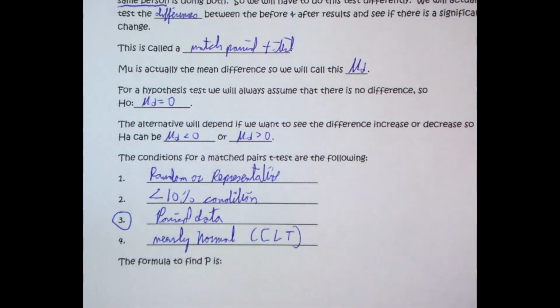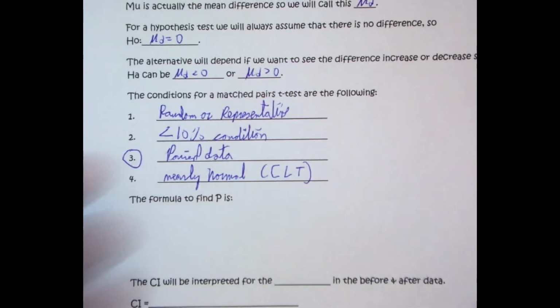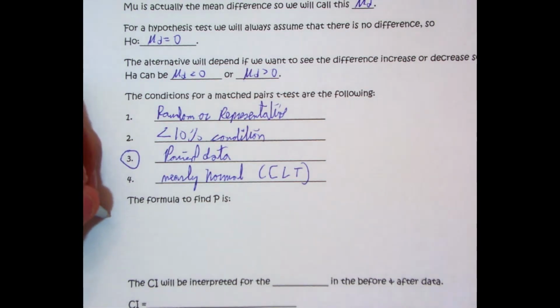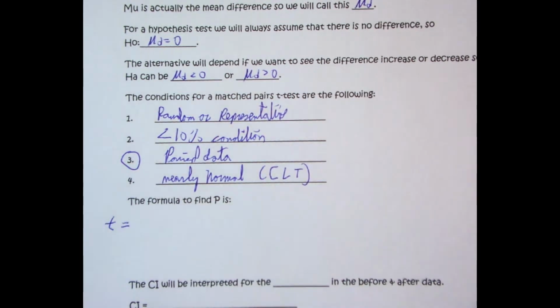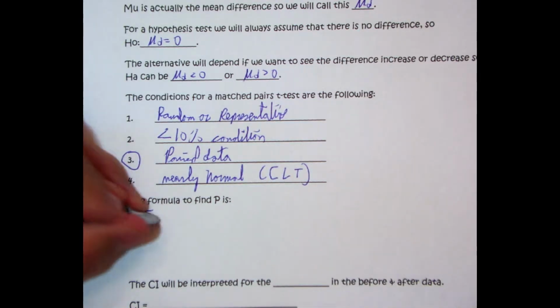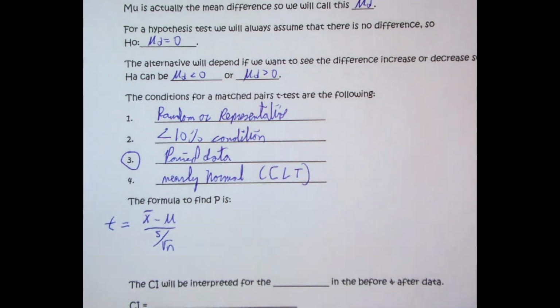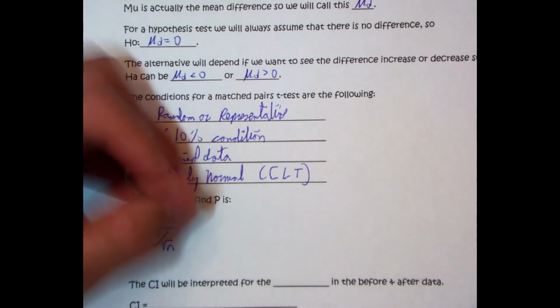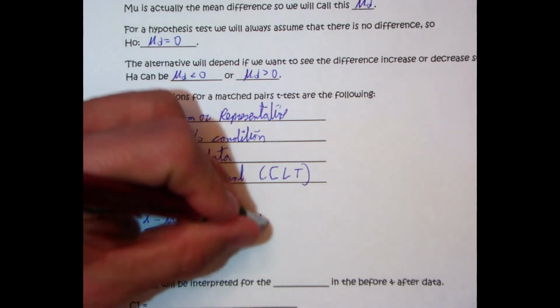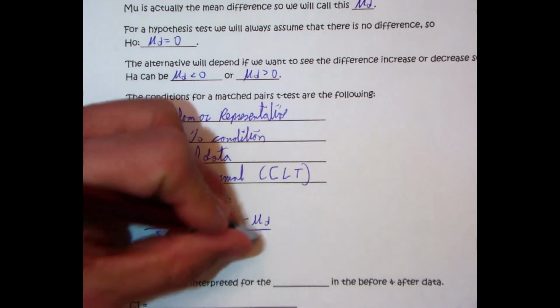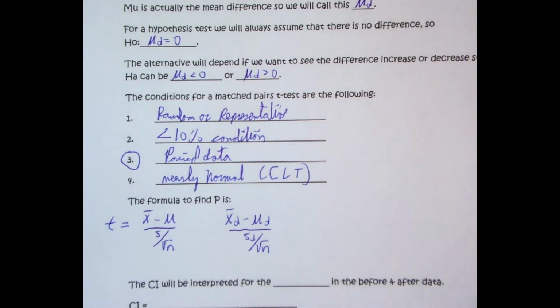All right, so the formula here. Remember, our formula for a t-test is going to be, since we're dealing with quantitative data, we've got to use a t-statistic, right? So this is going to be very similar to a one sample t. Remember, a one sample t was x bar minus mu divided by s over the square root of n. All right, well, all we're going to do here is simply x bar sub d minus mu sub d over s sub d divided by the square root of n. So it's the exact same formula as a one sample t-test.